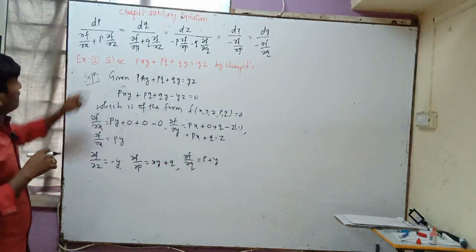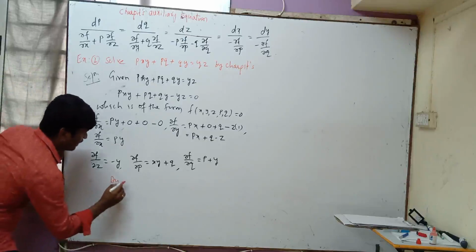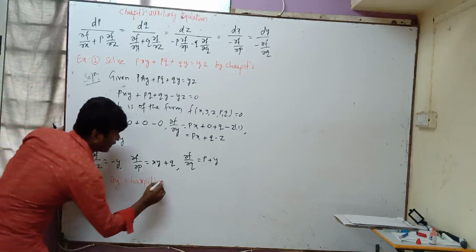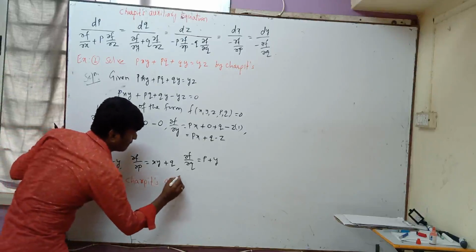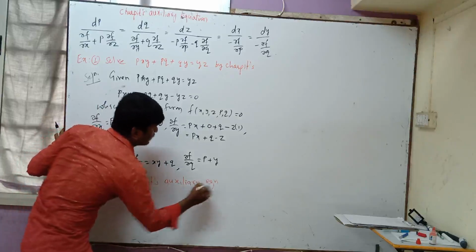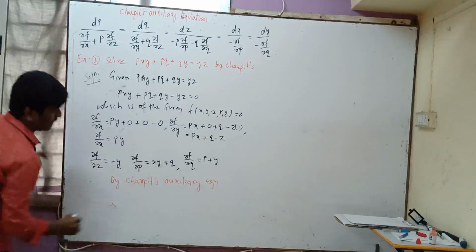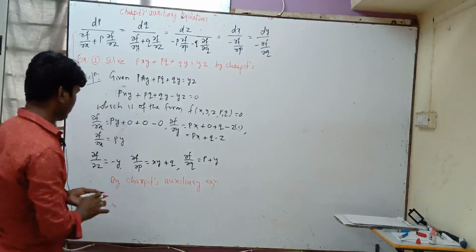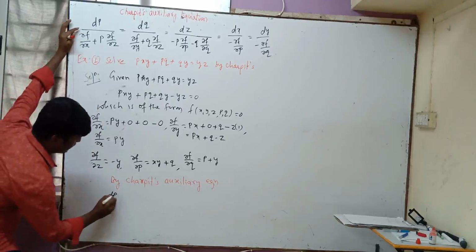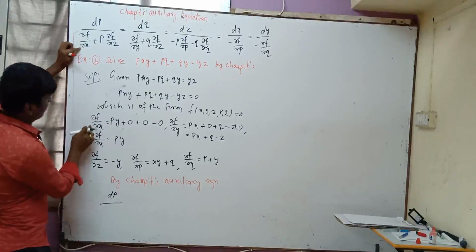Now by Charpit's method, you have to write the auxiliary equation. I want to copy and paste here, but you should write that auxiliary equation, then substitute. So directly I will substitute in this equation: dp divided by ∂f/∂x plus p ∂f/∂z. Where is ∂f/∂x? It is here.